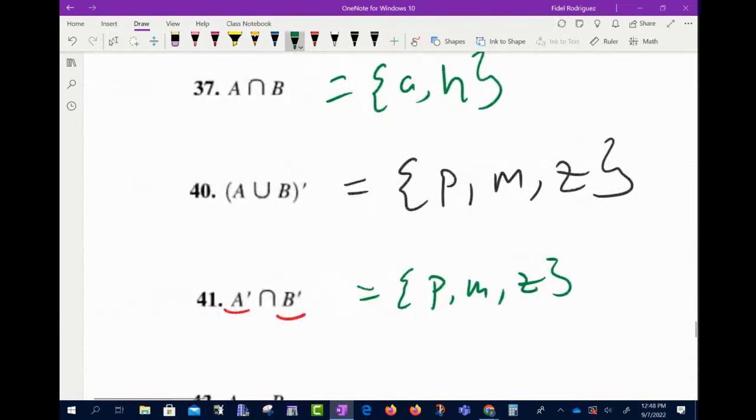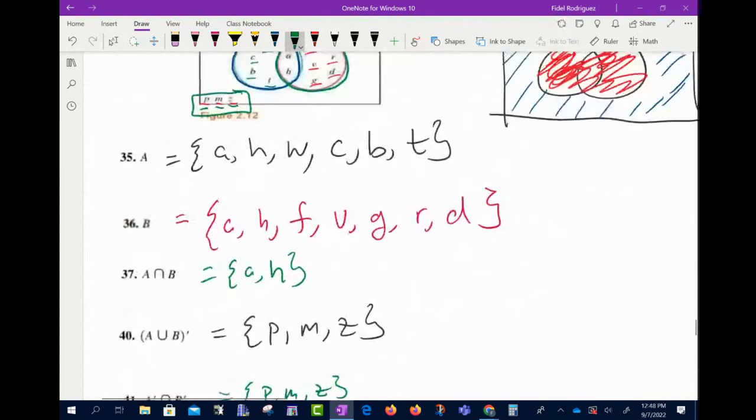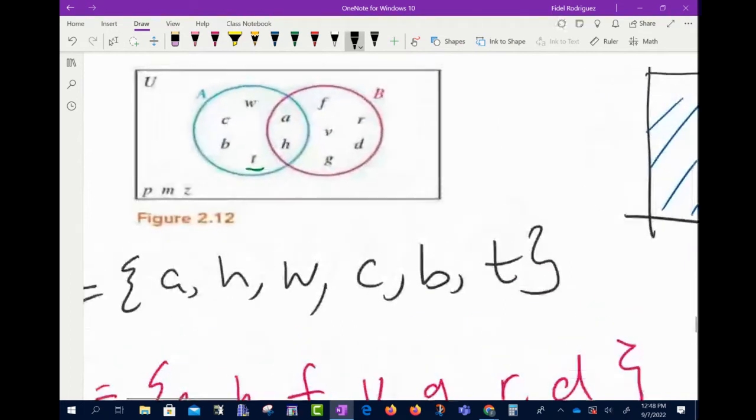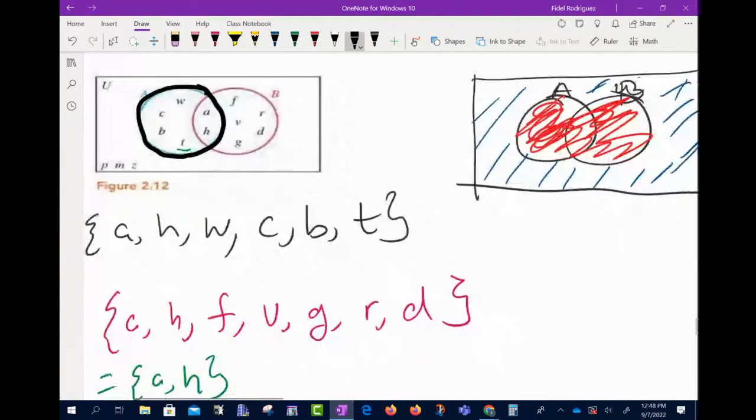Okay, so y'all, when you're doing a problem like this, if doing it using the picture makes it difficult, then what I would say is your other approach would be to do this. I'm still going to use the picture, okay? But remember what A complement means. A complement means pick every letter that's not inside that circle.